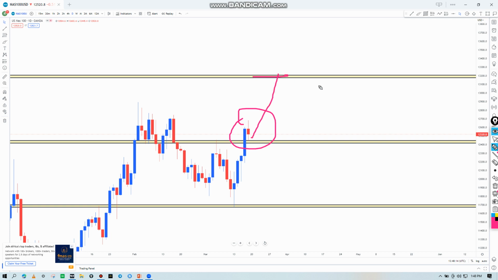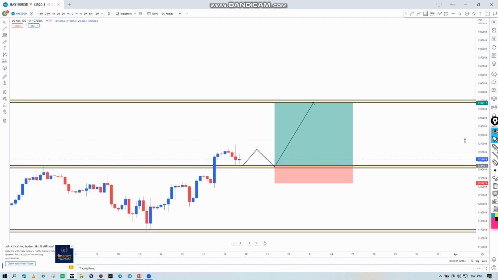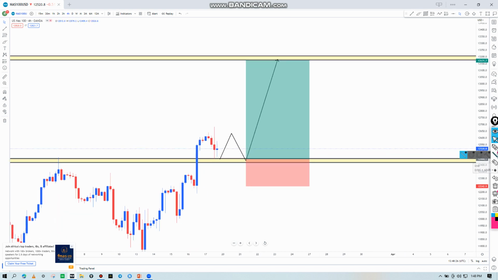A nice entry all the way to the next level above. So I'm taking it to the 4-hour time frame to prepare our setup. Alright, so this is our entry and our setup on NAS100. This is how we're going to play it out.